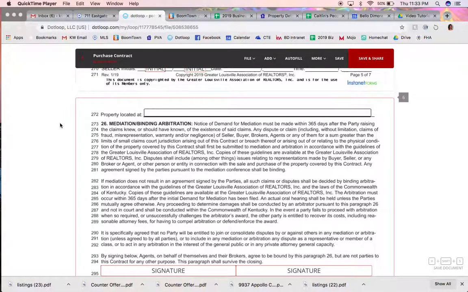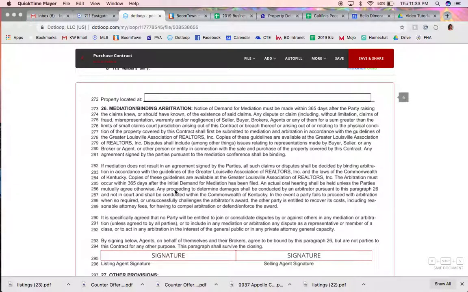Page 6 of the contract is pretty straightforward. Address at the top, as per usual. Mediation and arbitration clause. This is the exact same clause that is in the listing contract, if you have written a listing contract.